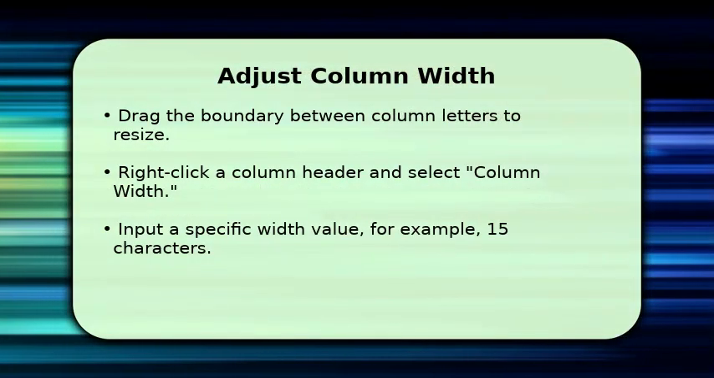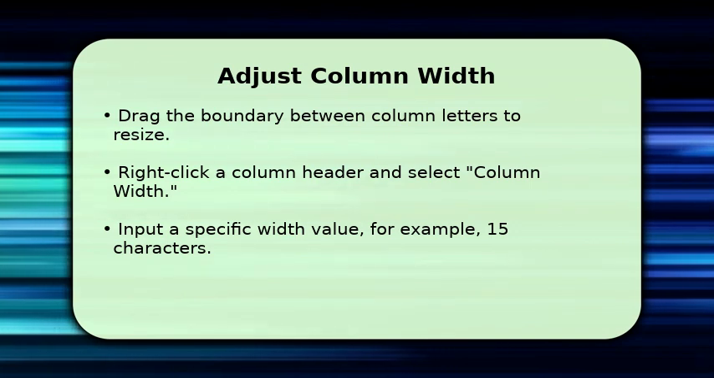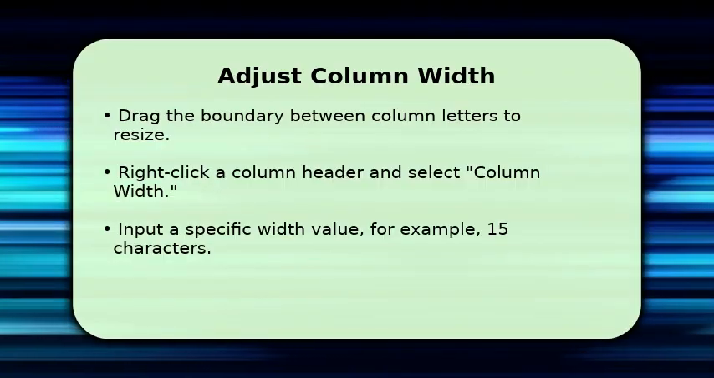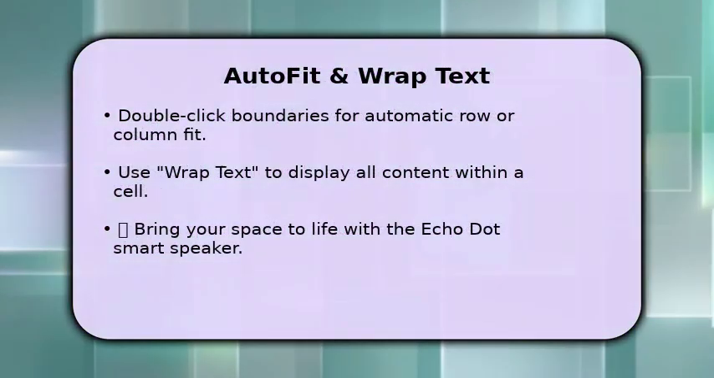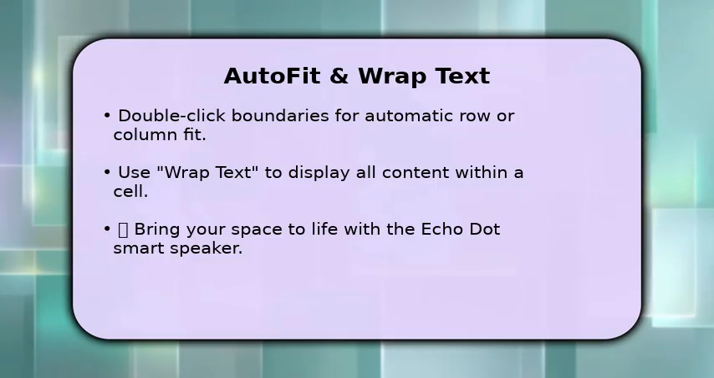Adjusting column width is very similar to rows. Move your cursor to the line between two column letters in the header until it becomes a double-headed arrow. Then, click and drag left or right to widen or narrow the column. If you need an exact measurement, right-click the column header, select Column Width, and enter a number like 15 characters for perfect alignment. For a quick fit, double-click the boundary between row or column headers.